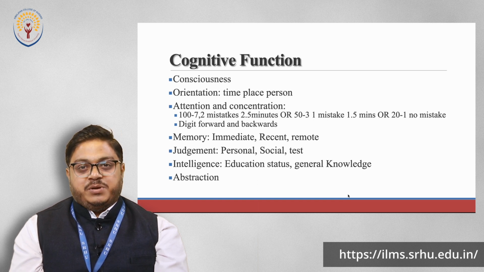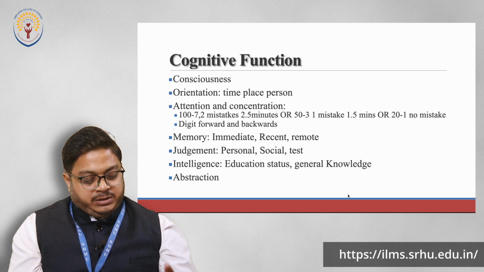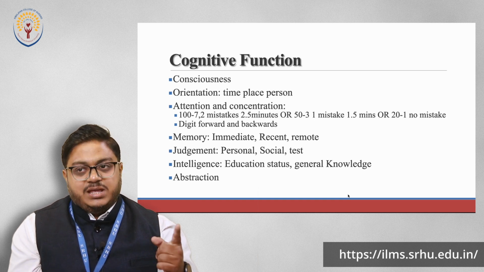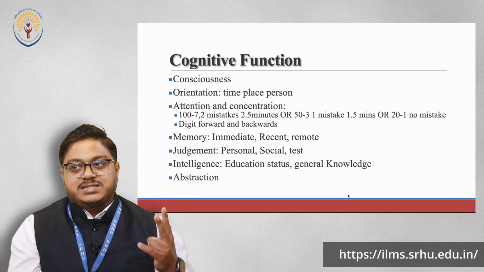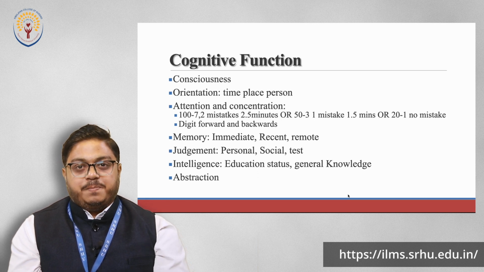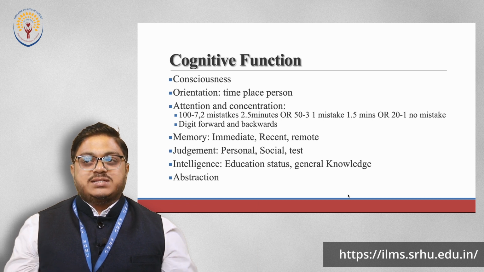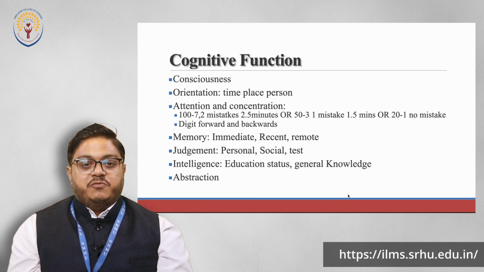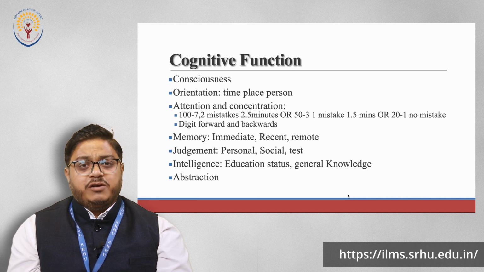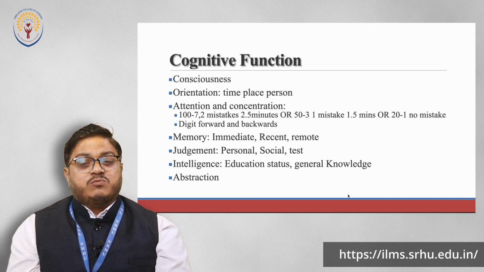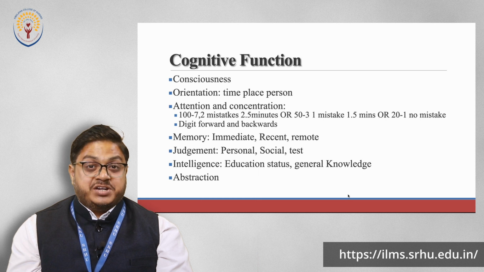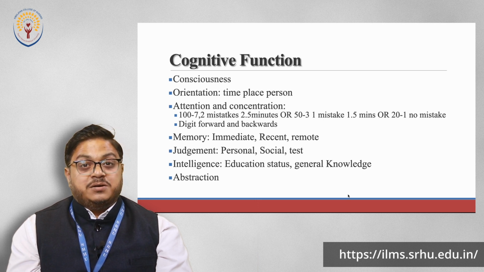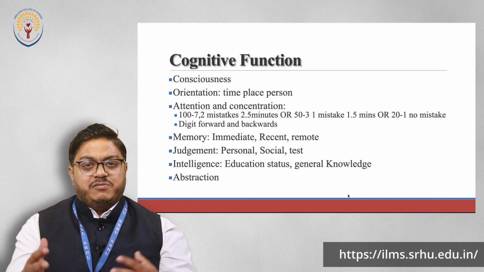We test 3 types of memory. Okay, the first is immediate memory, the second is recent memory, and the third is remote memory. So immediate memory is what is happening now, right now what is happening. So we can ask that, or in fact we can also ask for the past 24 hours. We can ask the patient what the patient had in breakfast or yesterday night in dinner, right? So this is called immediate memory, right? And recent memory we can go up to 24 hours.